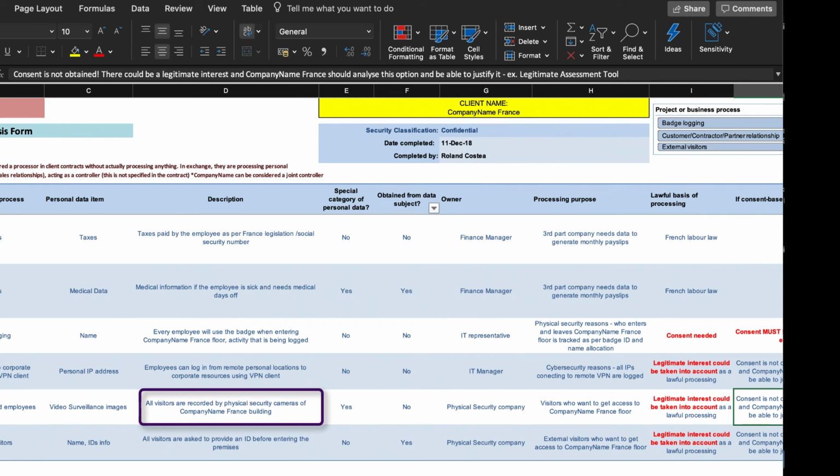Be aware of the video surveillance cameras and review the contract with the physical security company. This is considered sensitive information by GDPR, and you need to be aware about storage and retention period. That's all for this file.